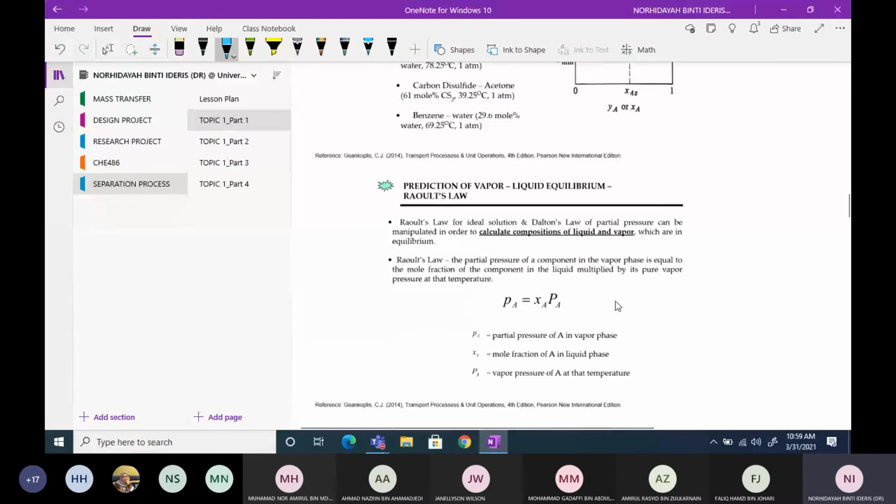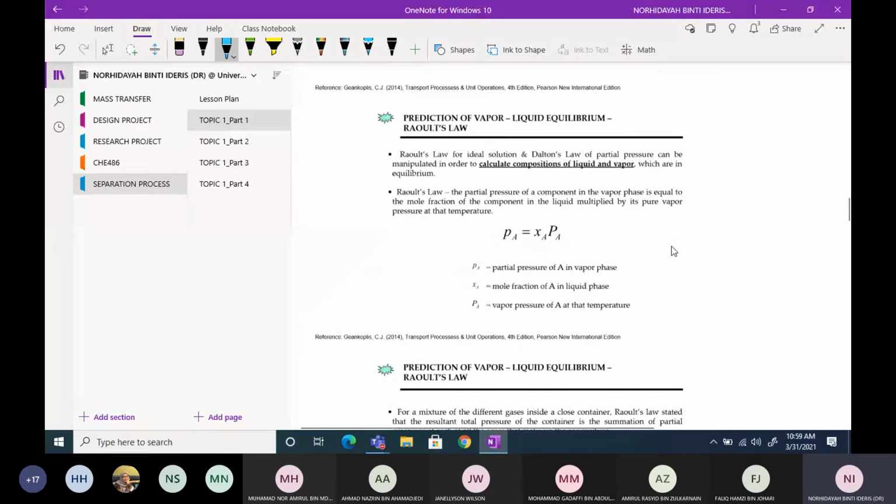Okay. Now, please give focus here, because this is very important about Raoult's law, the prediction of vapor liquid equilibrium. This law can be used to calculate the composition of liquid and vapor which are in equilibrium. Here you can see that you have a small p, right? And you know that this small p refers to the partial pressure of A in the vapor phase.